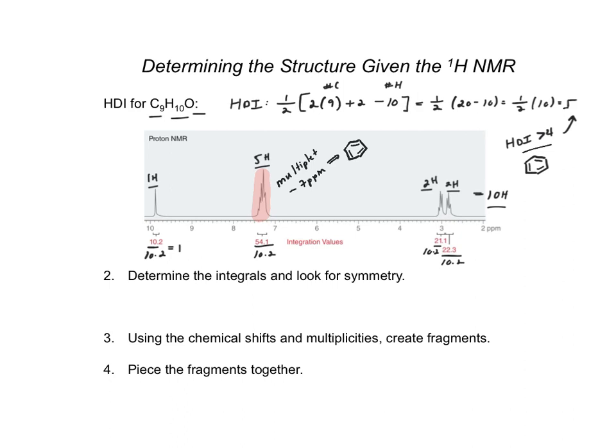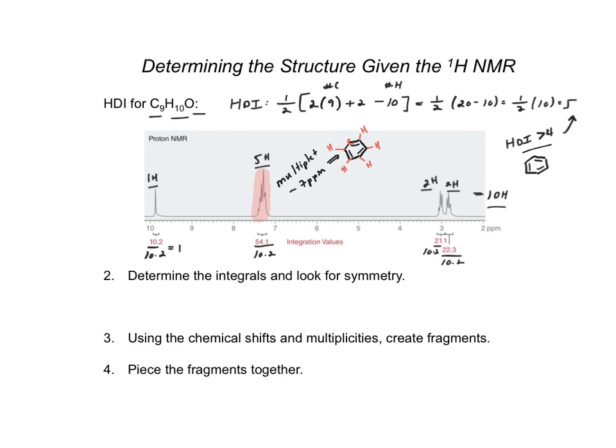Now, the integral for the protons in the aromatic ring here is only 5. So this is 1, 2, 3, 4, 5. So this other carbon must be bound to something else because there's not a proton here. We know that 5 of our protons are going to be present on this ring because of this integral, and that 6th position is going to go out to something else.